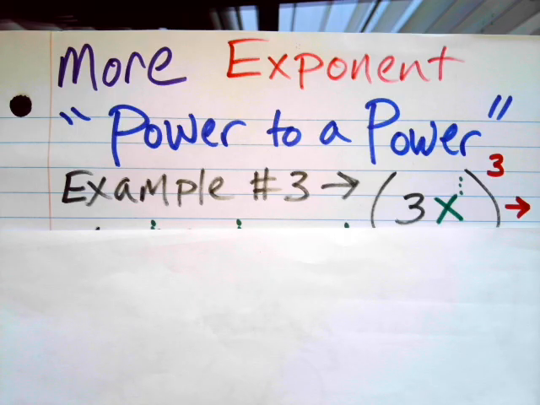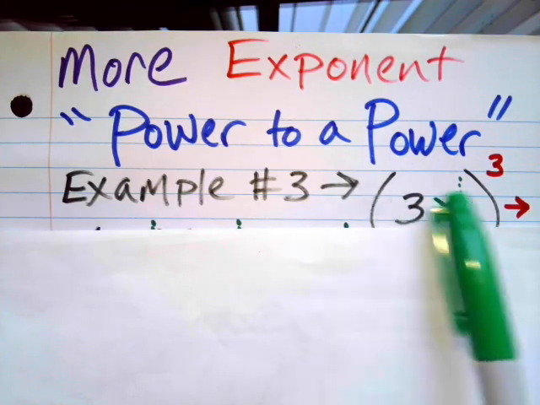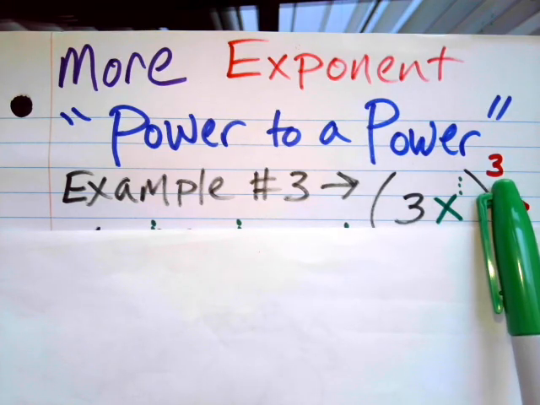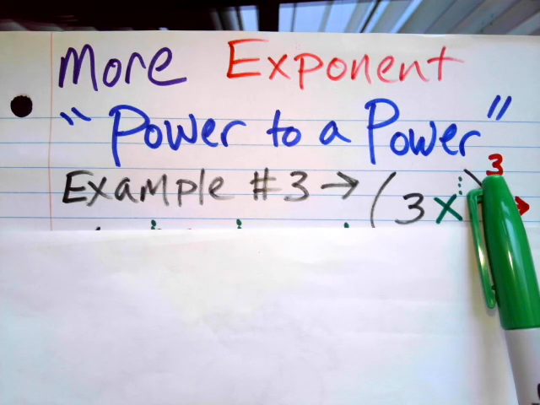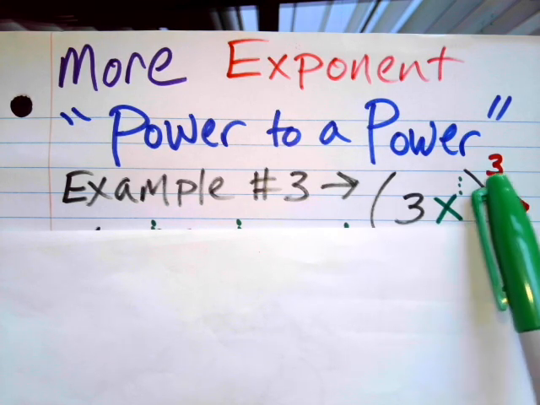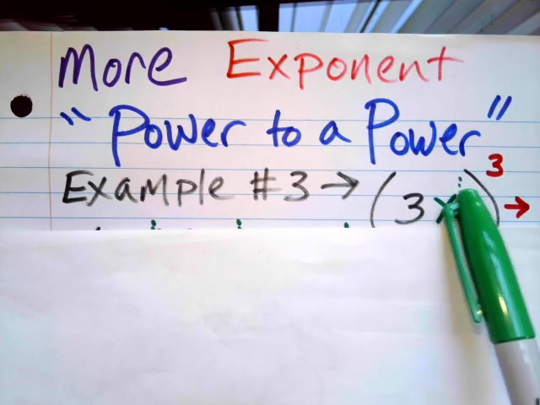Here in this video, I'd like to go over more examples of exponents with the power to a power rule. Here in example number 3, you're going to see 3x inside parentheses raised to the power of 3. So we have a power to the power. Now, the rule was you could multiply these exponents, and you'd have 3x to the third power.